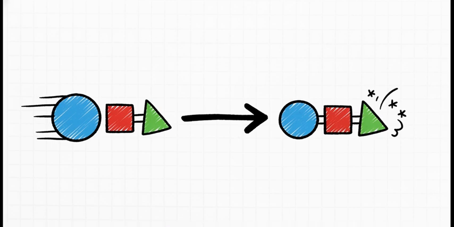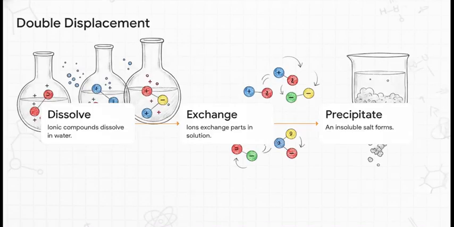Now, with double displacement, there is this fascinating step-by-step logic where two compounds completely swap their parts simultaneously in an aqueous solution. First, you have ionic compounds dissolved in water, which just means they're separated into freely moving ions. Next, these ions bump into each other and exchange parts, and finally, this often results in the formation of an insoluble salt, which we call a precipitate.